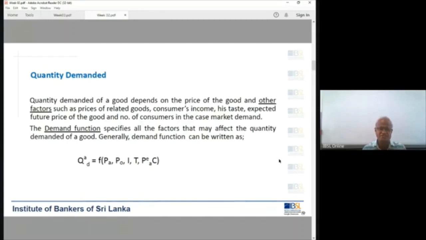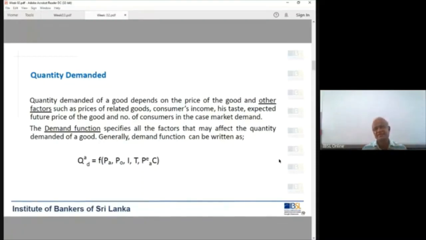First, we discussed the demand function. The demand function specifies all the factors that affect the demand side of the market, the quantity demanded for a good. What are the factors? The price of the particular good or service, prices of other goods, maybe substitutes or complementary goods. Consumers' income, a must. Another key factor is taste, likes and dislikes. I generally like blue shirts, right? Another person always likes light blue or brown shirts.